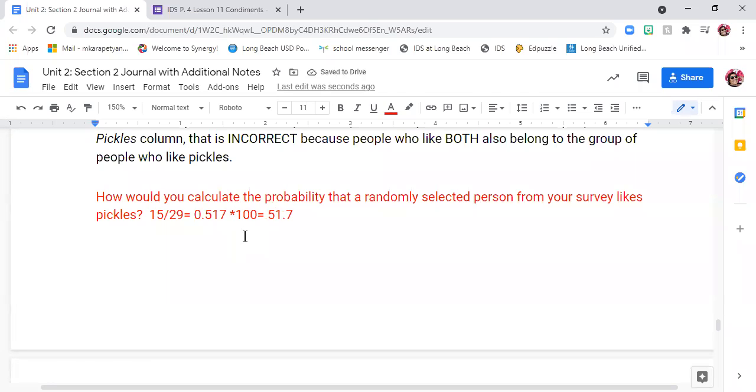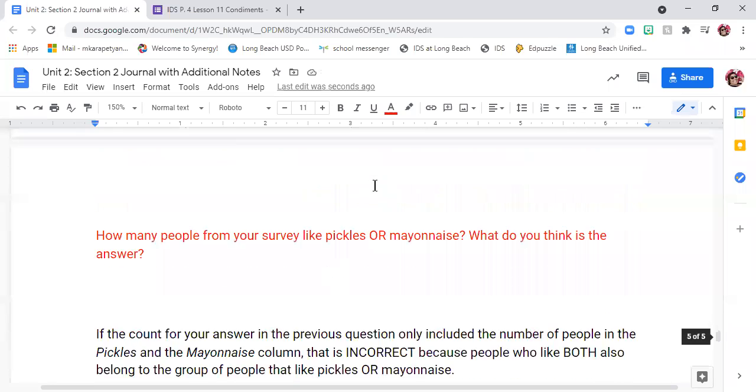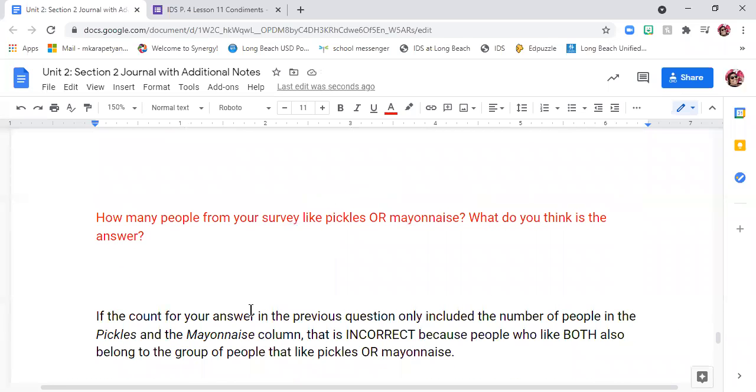51.7%. There is our probability, right? So we have our count and then we have our probability. Now we ask this question. That was a both situation, an and situation. In this case, how many people from your survey like pickles or mayonnaise?